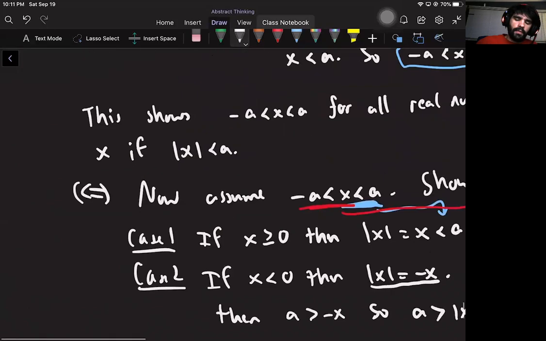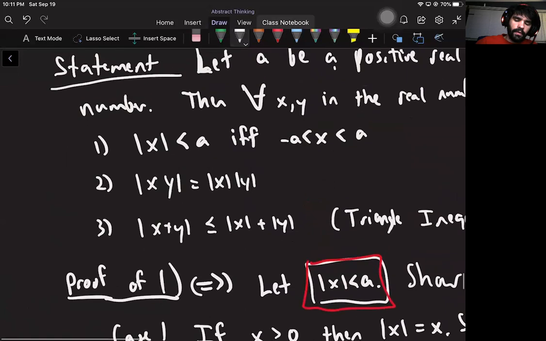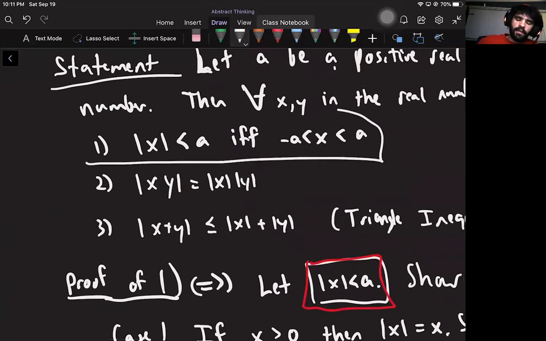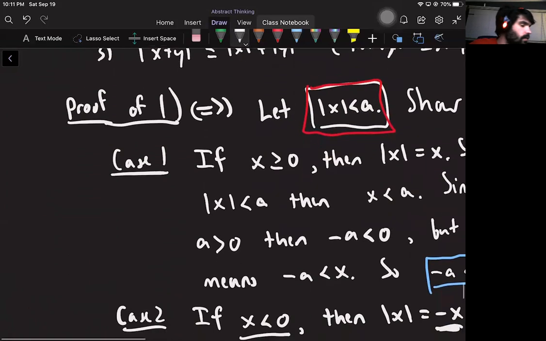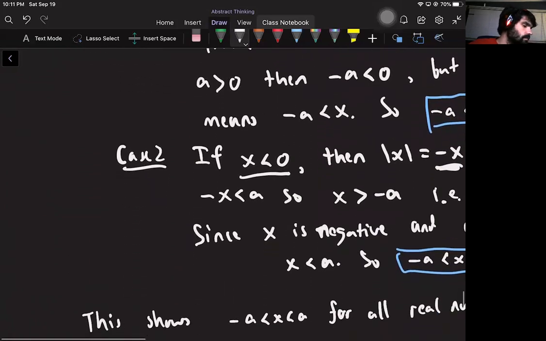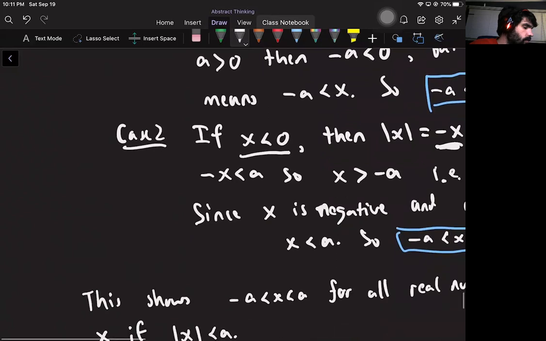So the first statement that I said way up here: absolute value of x is less than a number if and only if x is trapped between the positive and negative of that number. That's the idea. Proof of 2.